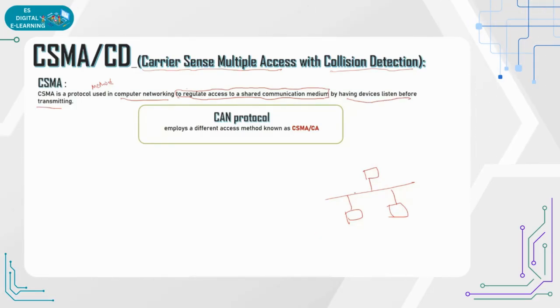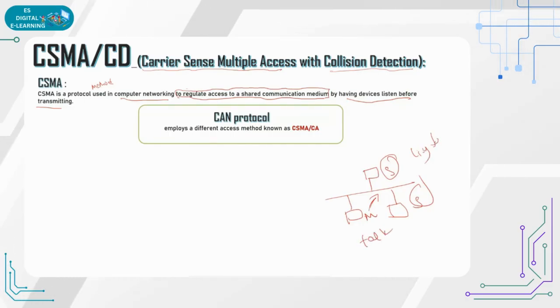These are the master and slaves. The master will always send the data, and the slaves should listen. The master is talking and the slaves are listening. It is that kind of communication. CSMA is a method to regulate the access, because all the slaves should get access to the shared common medium. What is the shared common medium? It is the CAN bus.